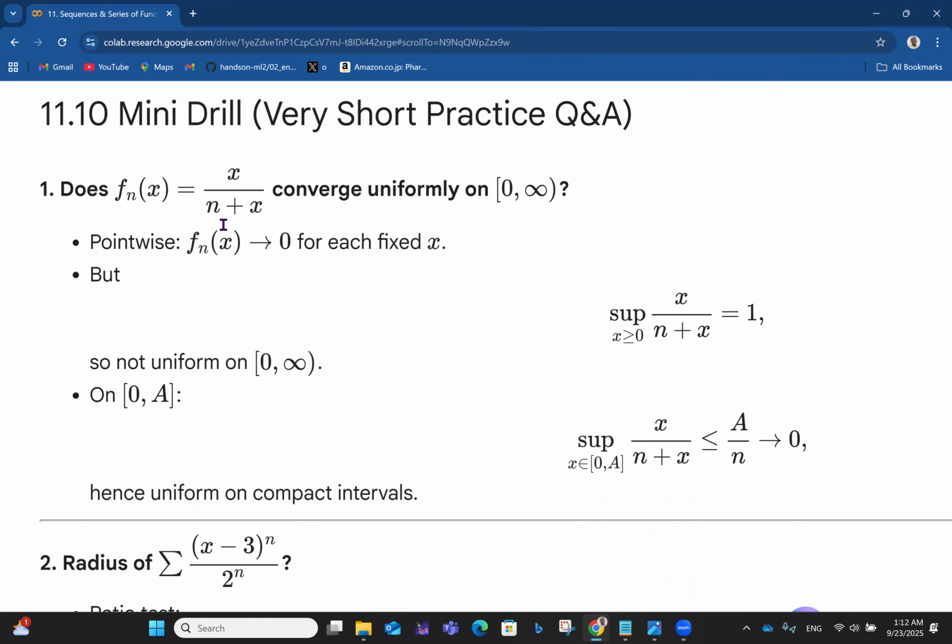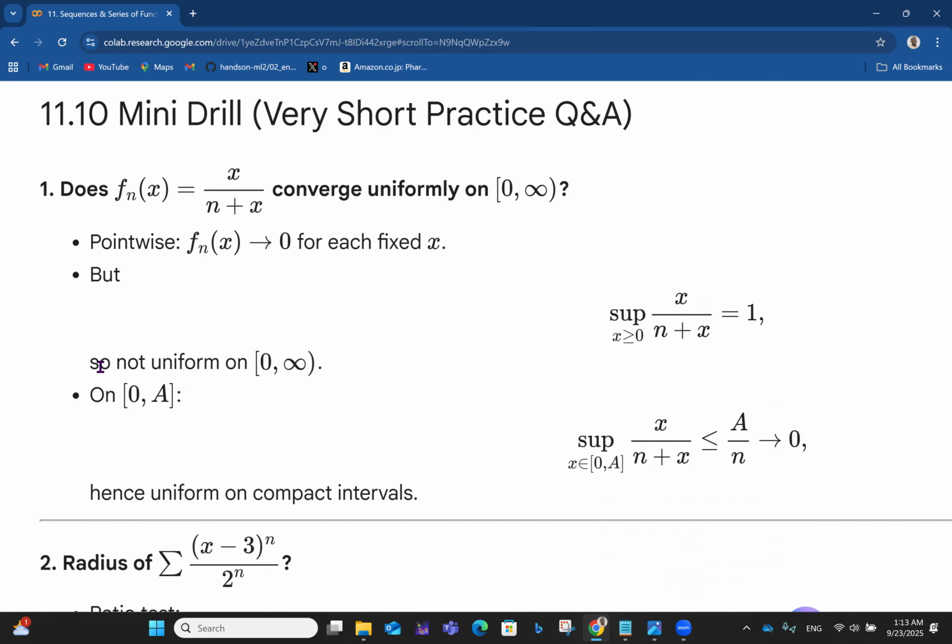So pointwise, if you look at this expression for a fixed value of x, as n approaches infinity, this function goes to 0. So you see fn of x approaches 0 for each fixed x. That talks about pointwise convergence. But on the other hand, we find the supremum for x greater than or equal to 0 of x over n plus x. This approaches 1, because if you divide through by x, x over x is 1, you have n over x plus x over x, which is another 1, and n over x goes to 0. So at the end of the day, the whole thing goes to 1.